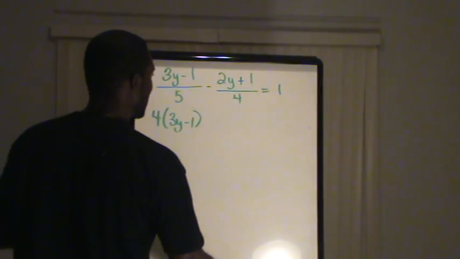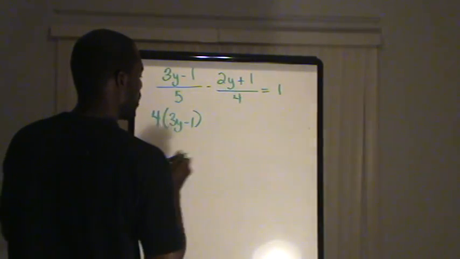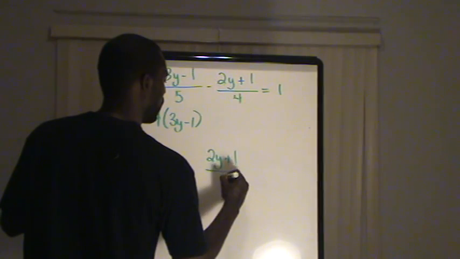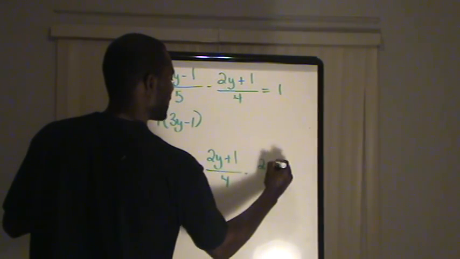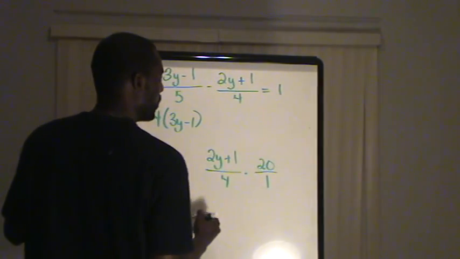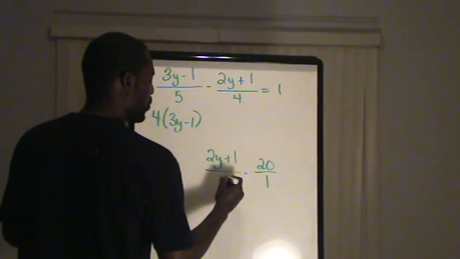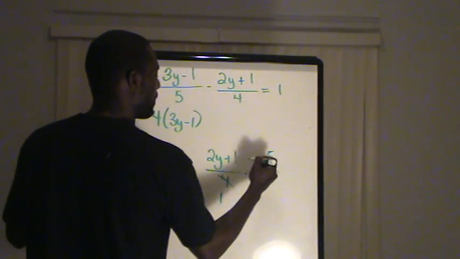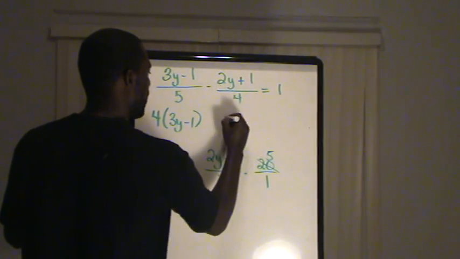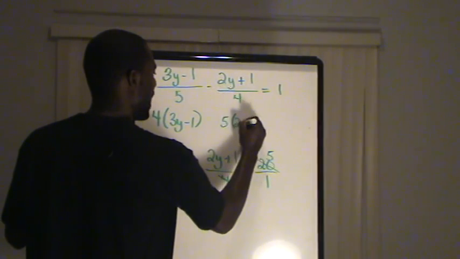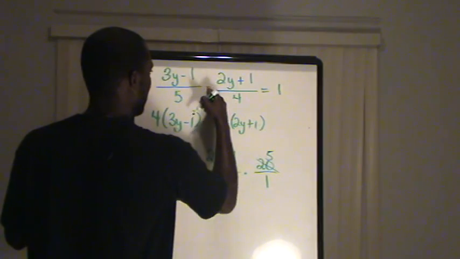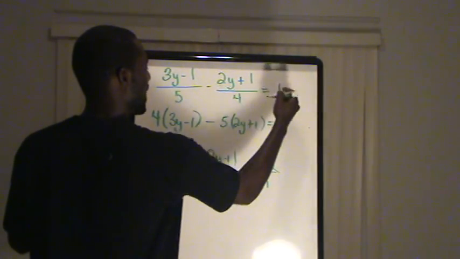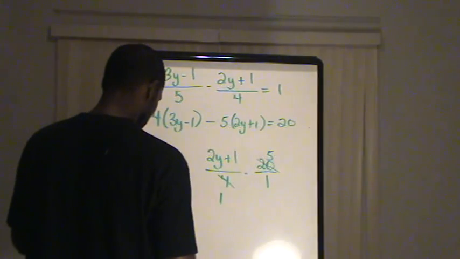So I want to do the same thing with my (2y plus 1) over 4. I take (2y plus 1) over 4 and I multiply it times 20 over 1. We have cancellation with the 4 and the 20. 4 goes into 4 once, 4 goes into 20 five times. And now I take my 5 and I multiply it times the 2y plus 1. And I bring down my minus sign. And 1 times 20 is 20.